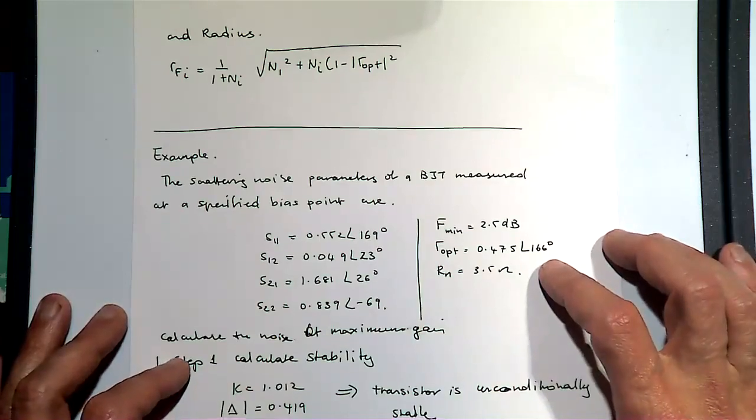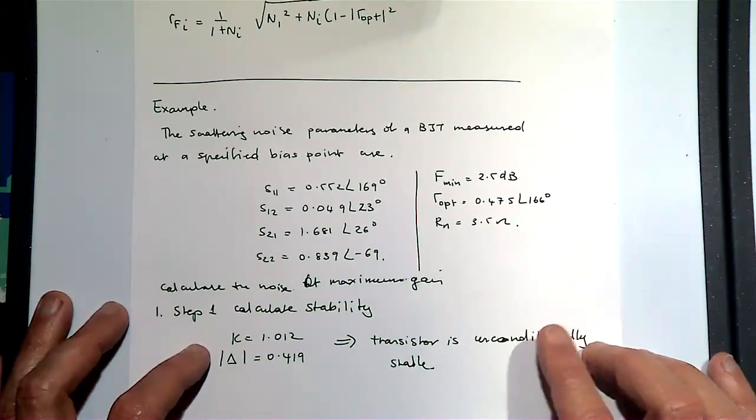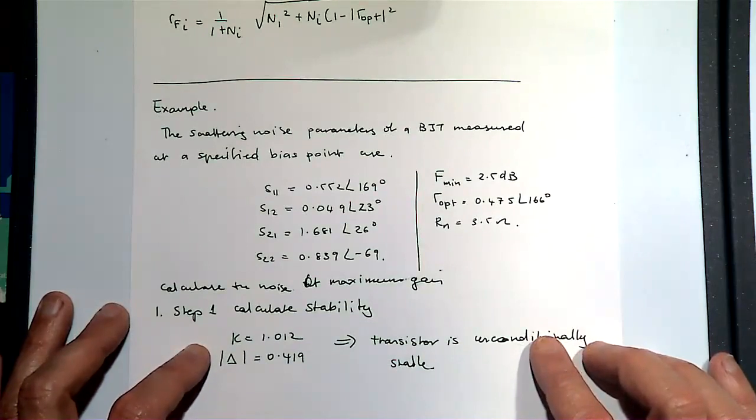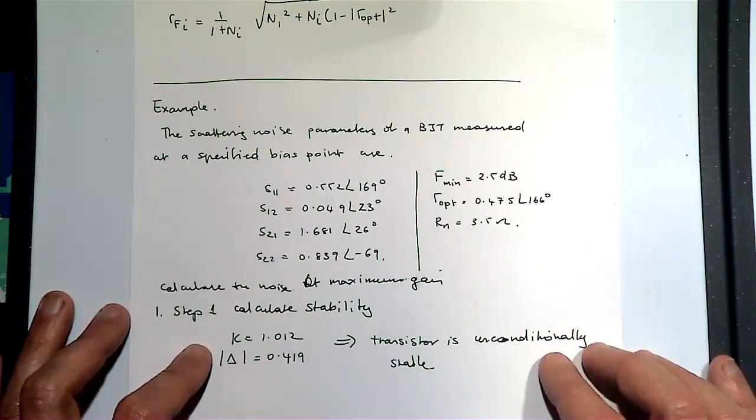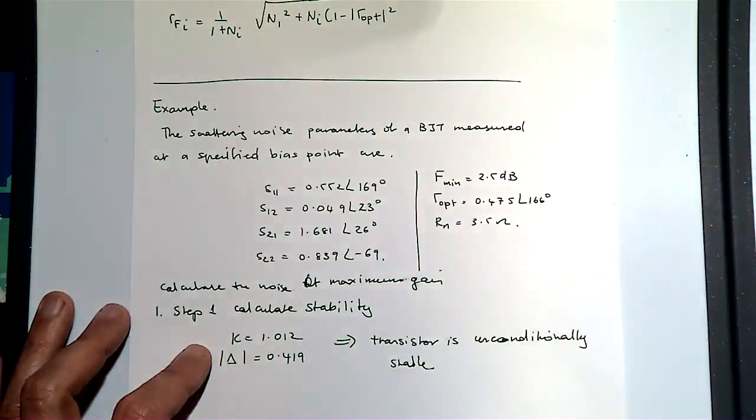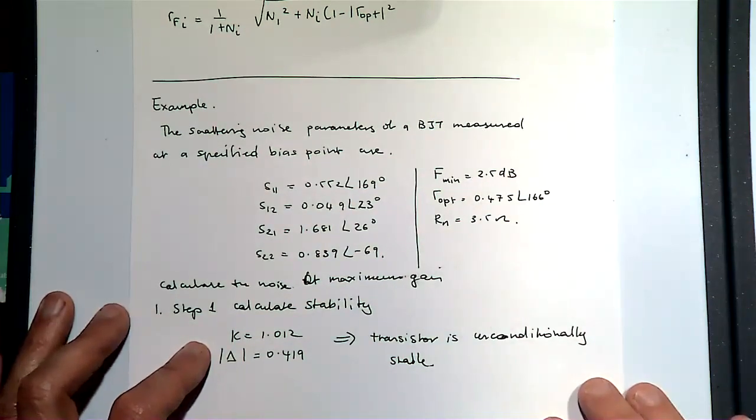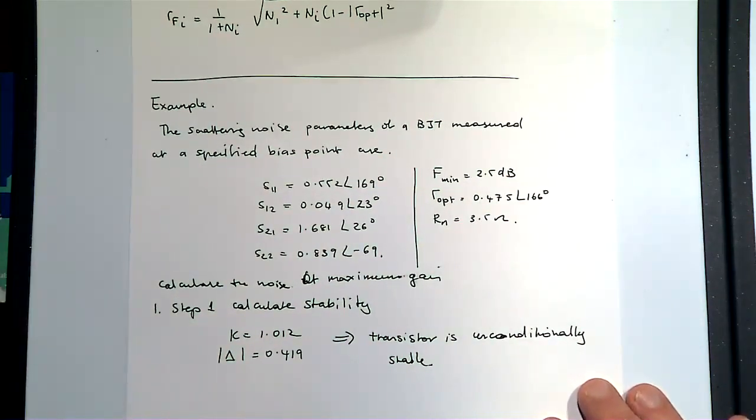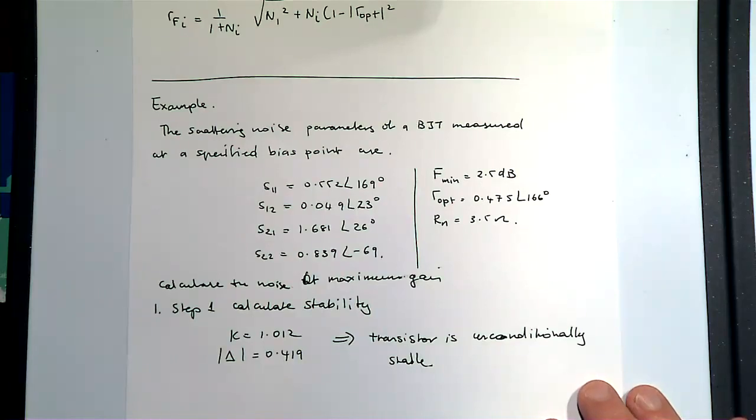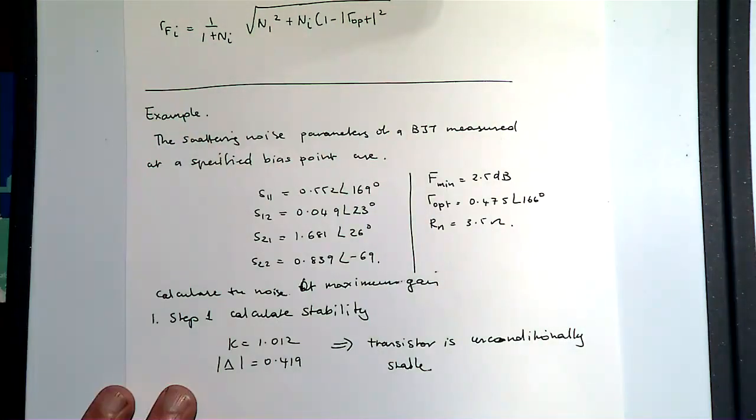So the very first step that we would do is, of course, calculate the stability, right? And in this particular case, we've worked out that the system is unconditionally stable, right? What does that mean? We've gone through this hundreds of times, so I'm just trying to make sure I'm hearing feedback, right? What does unconditionally stable mean? For any input or output impedances on the Smith chart, the system's stable, right? So for any passive input or output load, we're okay.